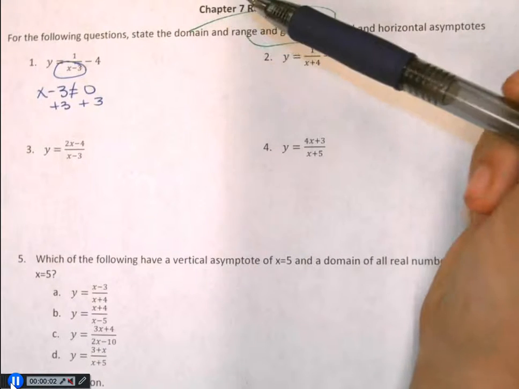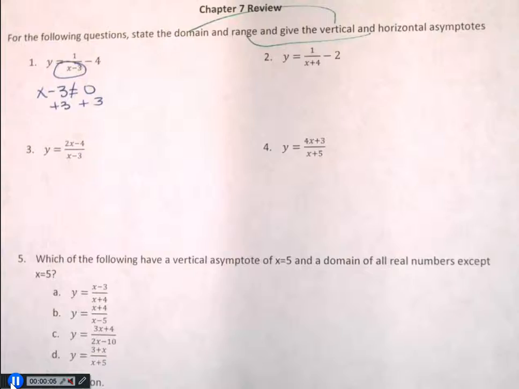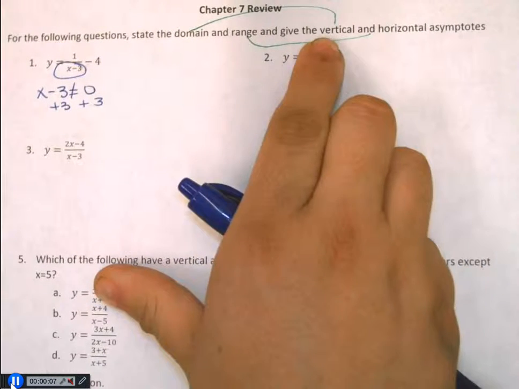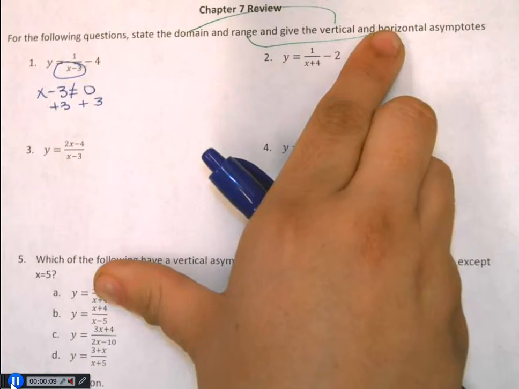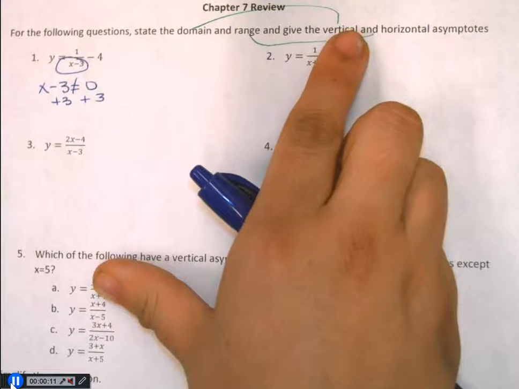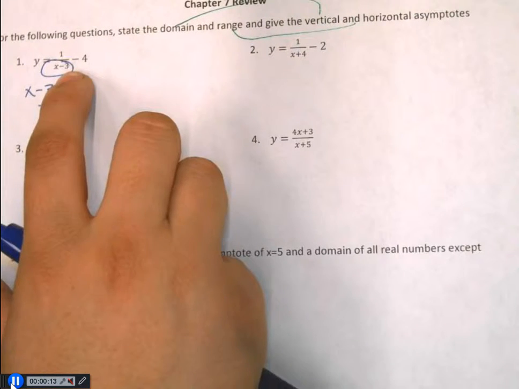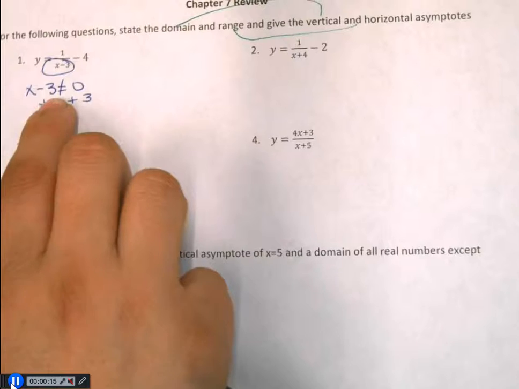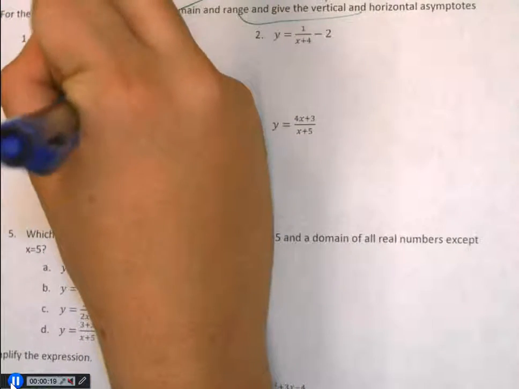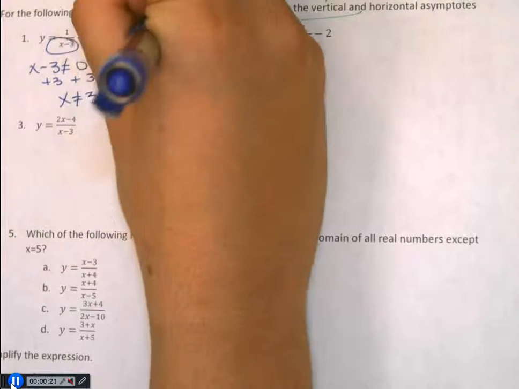These ones want me to find the domain and range and the vertical and horizontal asymptotes. Domain and vertical asymptote go together, range and horizontal asymptote go together. So find the domain. I want to take the denominator for all of these. I'm going to take the denominator and set it not equal to 0. Then I'm going to solve for x. So on this one I get x doesn't equal 3. So my domain here is all real numbers except for 3.